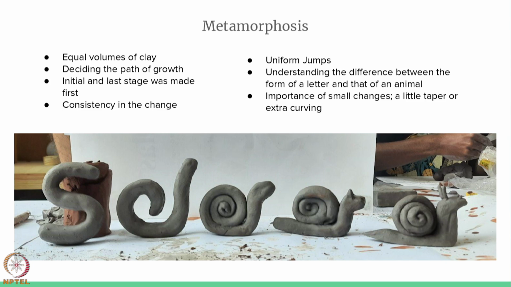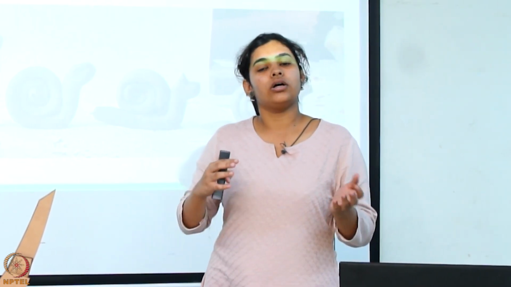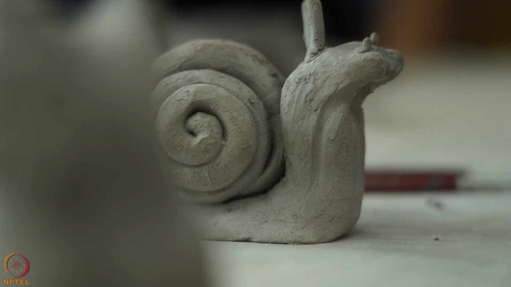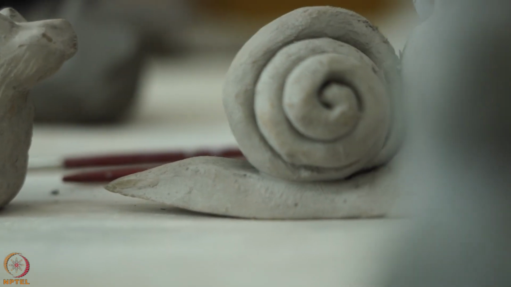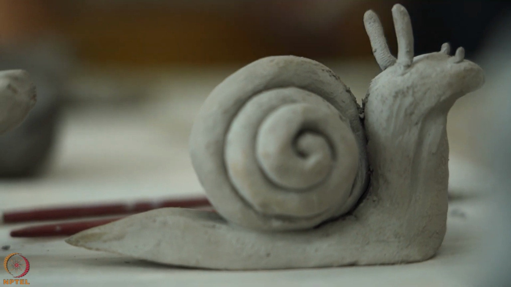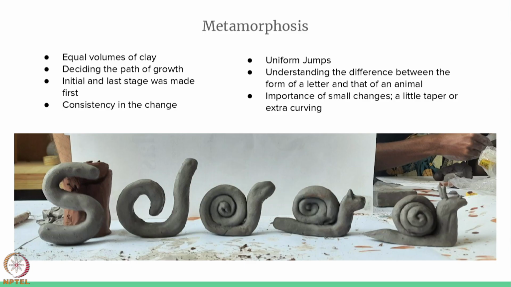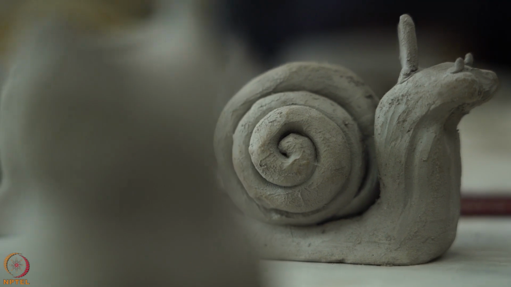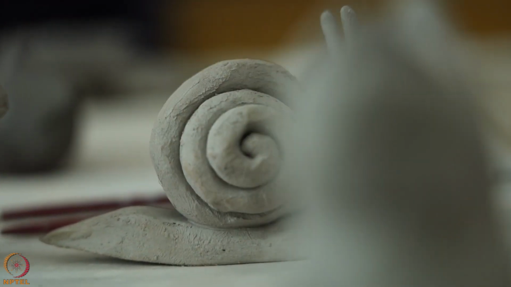So the first assignment we had was metamorphosis. We started by taking equal volumes of clay, 5 parts of equal clays, and we had to transform a letter into an animal. So I chose snail from S. The main part was deciding how it grows and how the form transforms into an animal. Like we can see, S is a very simplified structure with just two curves, but as it becomes a snail, it gets more complex, with the whole shell and the ears and eyes that come out.